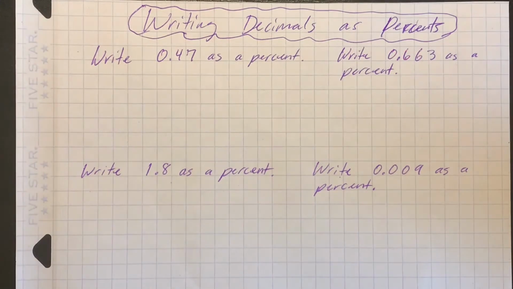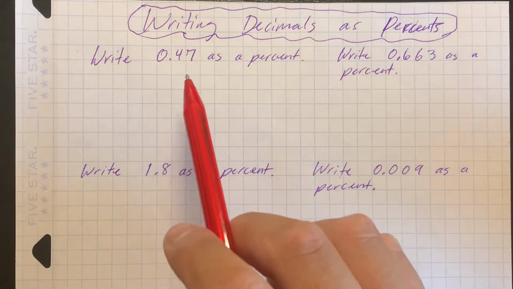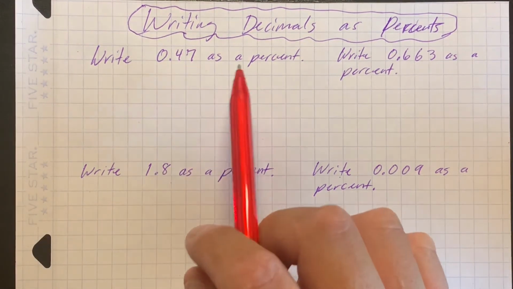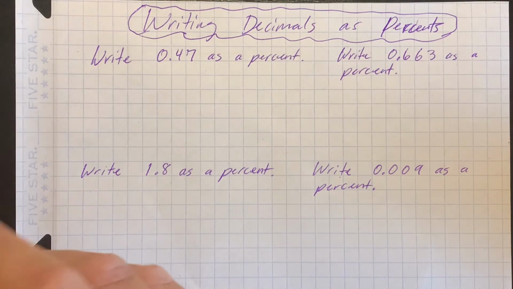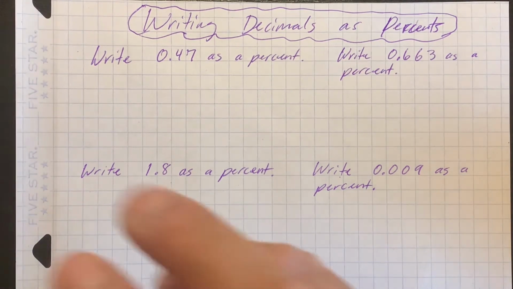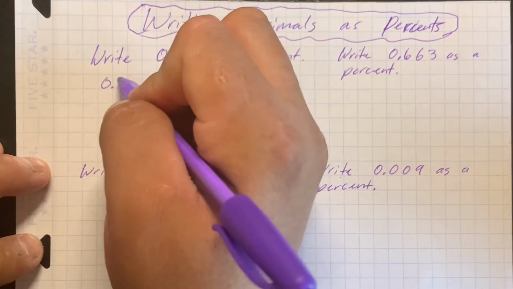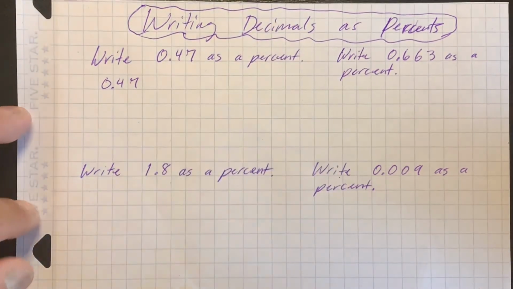Okay, next we are going to write decimals as percents. We're going to go back the opposite way. So we're going to write 47 hundredths as a percent. So again, just pay attention to what I do here. We're going to write 47 hundredths as a percent.